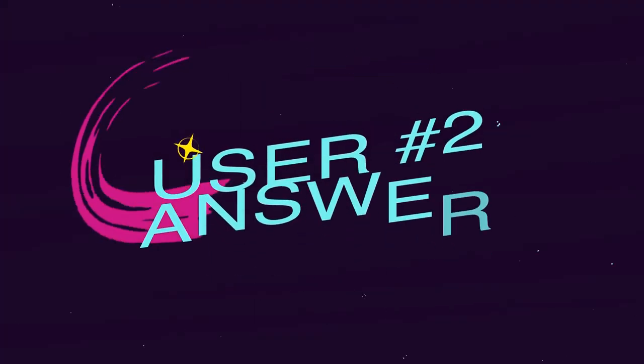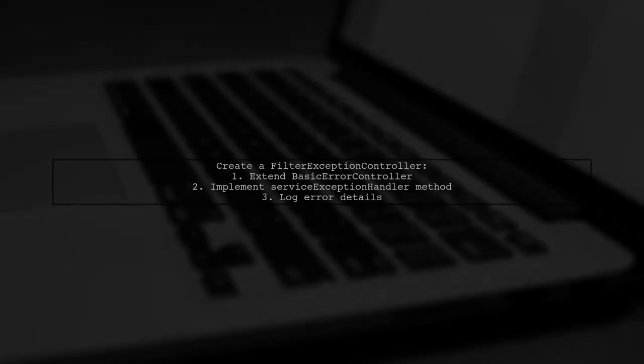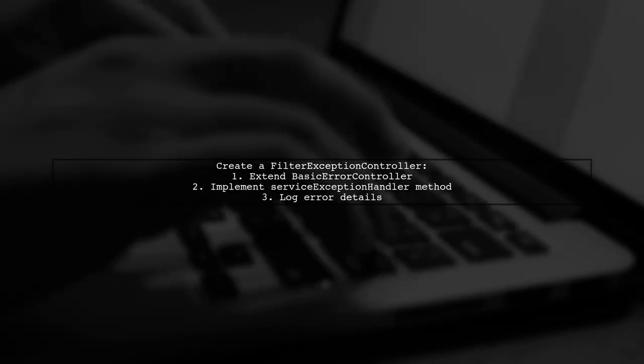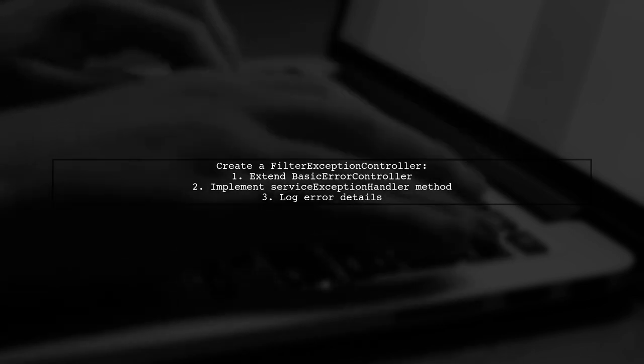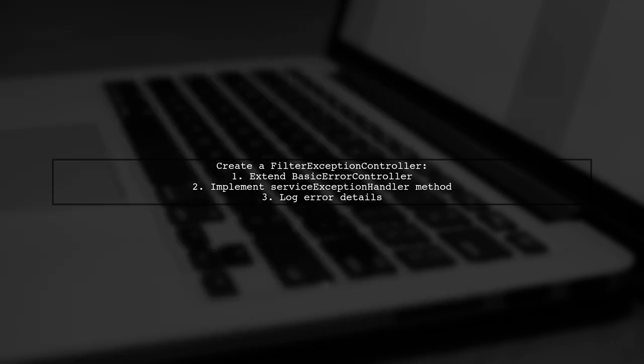Let's now look at another user-suggested answer. To handle exceptions in Spring Boot filters, you can create a controller that extends BasicErrorController. This controller will manage error responses.